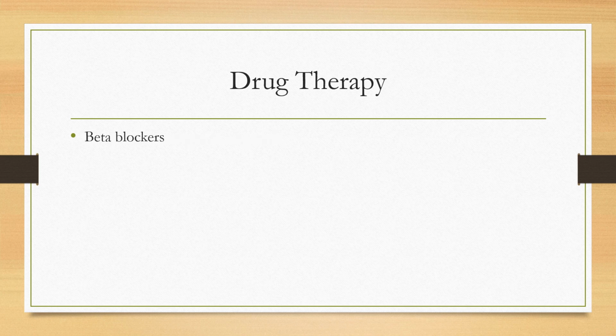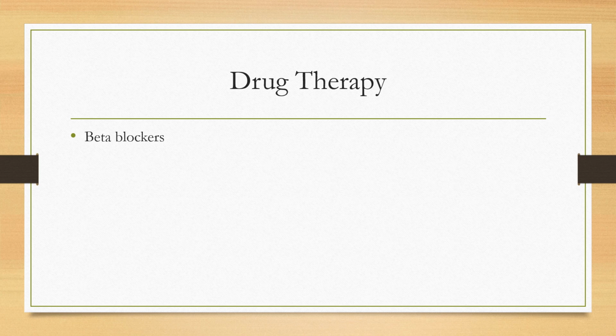Another drug therapy used is your beta blockers, or your -lols. An example would be metoprolol, atenolol, labetalol, and these medications work by blocking the sympathetic nervous system and ultimately produce a slower heart rate and a lower blood pressure. It's very important with your beta blockers that you monitor the pulse because it can lower your pulse as well as your blood pressure.